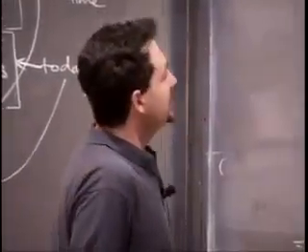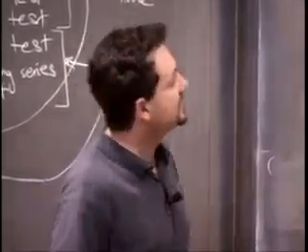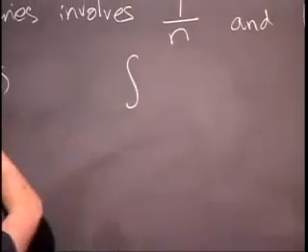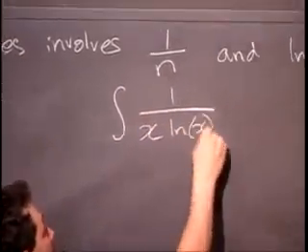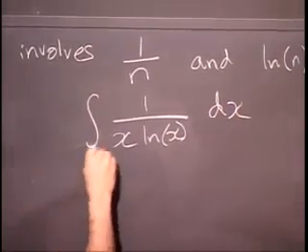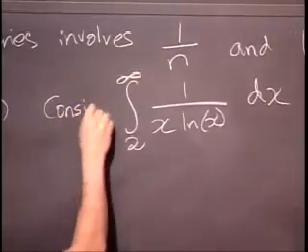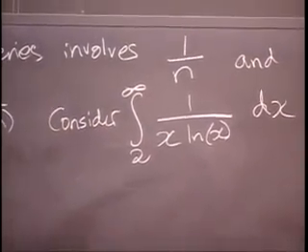What it says is, instead of a series, you can write down an integral. So you write down this integral. You just change the n to an x. And then you have to put a dx. And instead of summing from 2 to infinity, you integrate from 2 to infinity. So consider this integral. Okay, so you've transformed the problem to an integral.